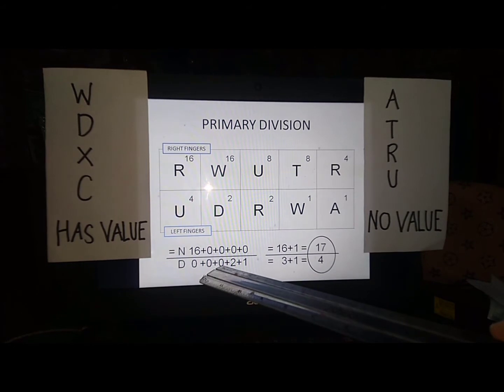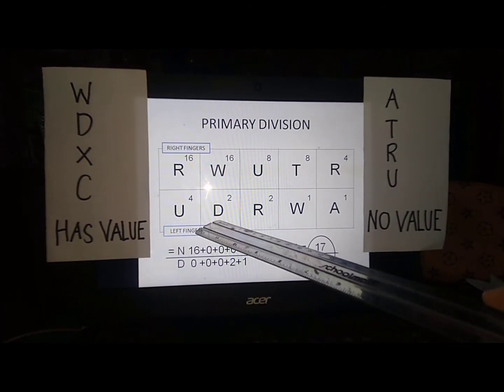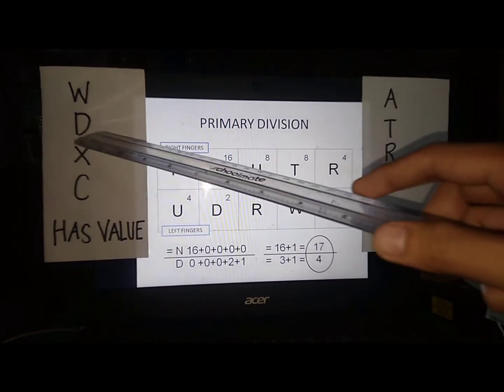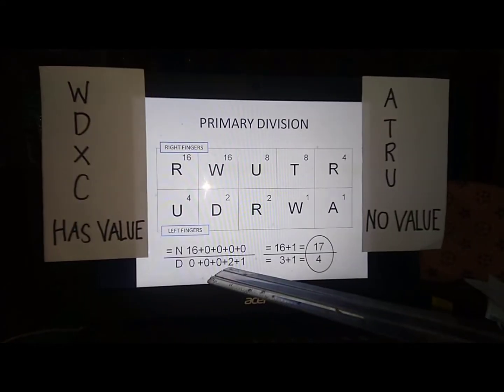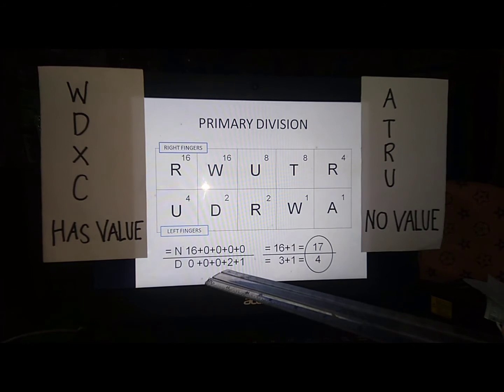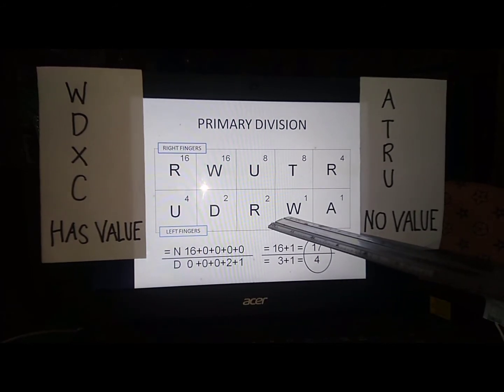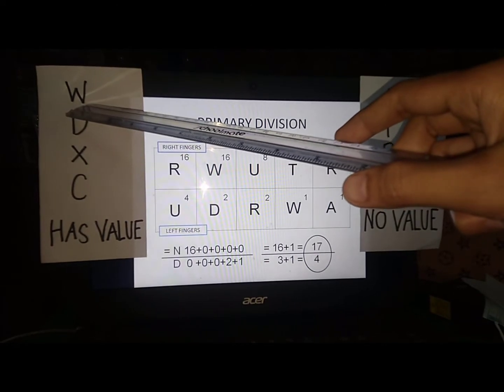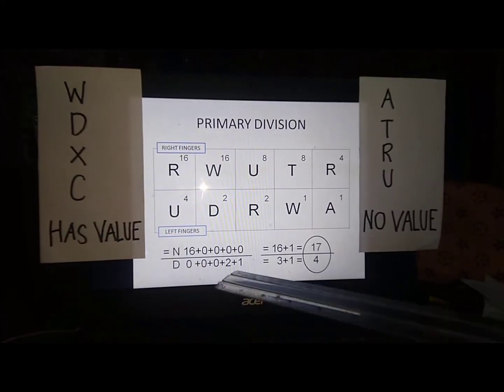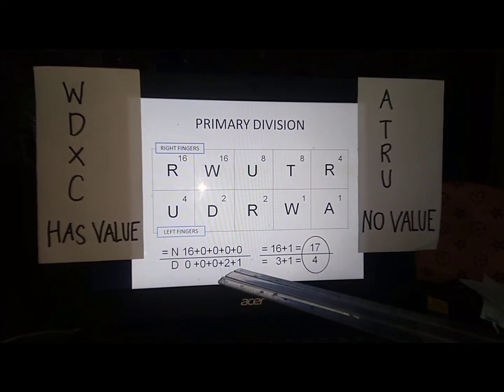Finger number 7, D, means double loop whorl. Since it has value, we should put 2 here. And lastly, finger number 9, W, means plain whorl. Since it belongs to the whorl family, we should put 1 here.